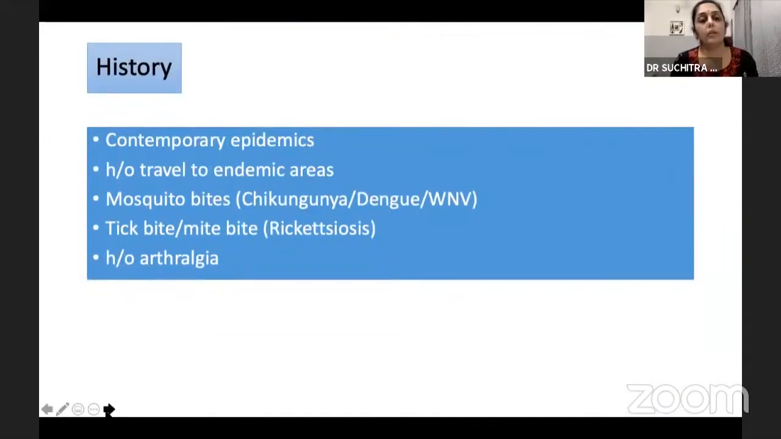Once we diagnose it's a case of post-fever retinitis, we need to go back to the history of the patient, and also we need to note the contemporary epidemics in the endemic area prevailing. We need to ask the history of travel to endemic areas, mosquito bite, tick bite, mite bite, or history of arthralgia, which can lead us to the etiology of the case.